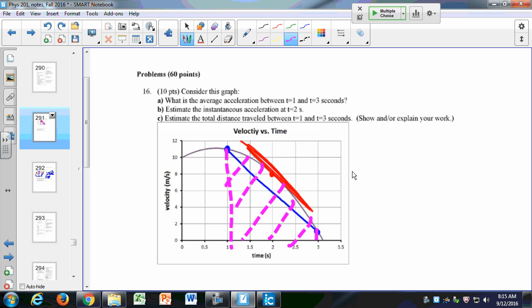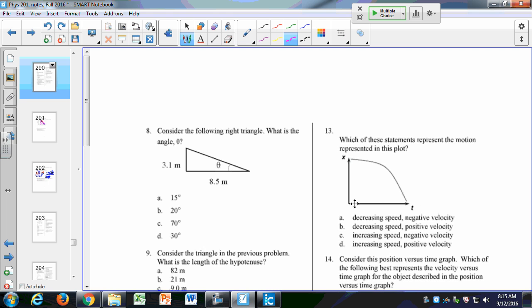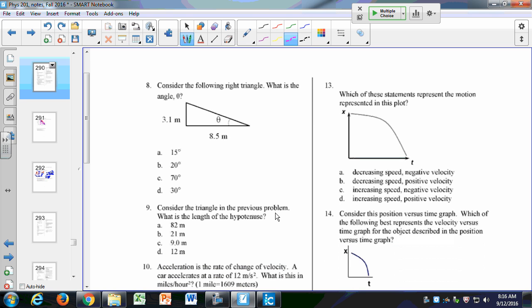All right. You okay with these things? These graph problems? Does this graph have negative or positive acceleration? Negative or positive? This is a graph of position versus time. It's sloped downward in that way, decreasing. What is the acceleration? Is it negative or positive?